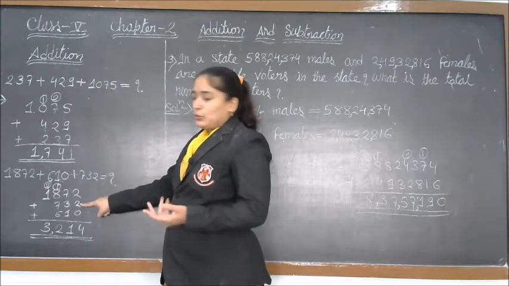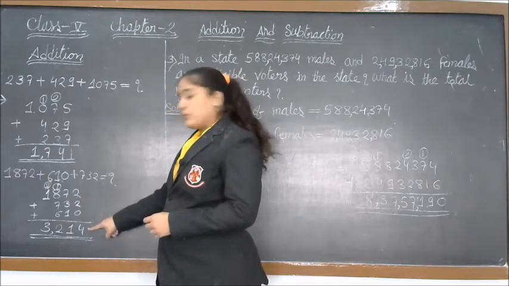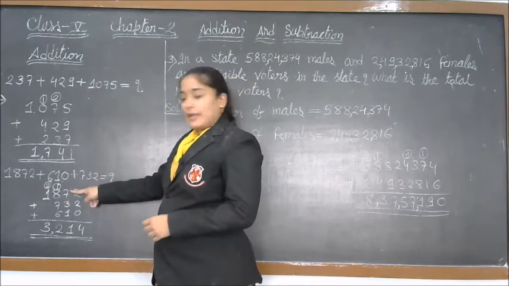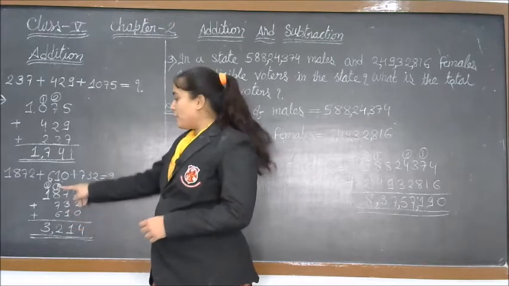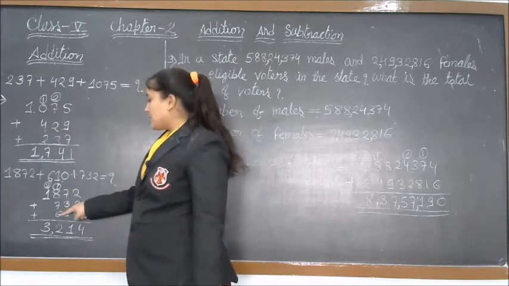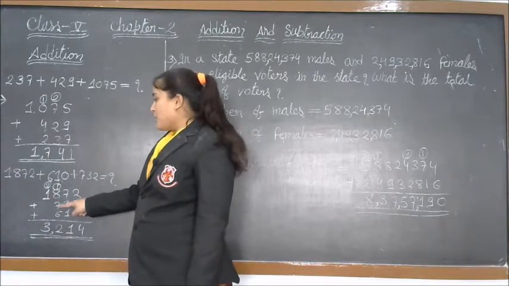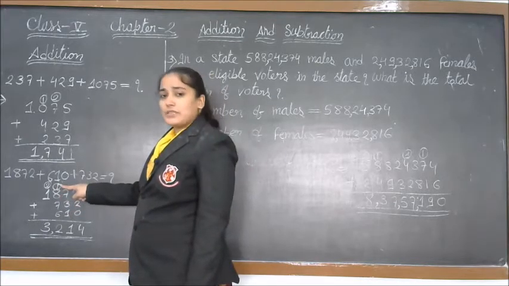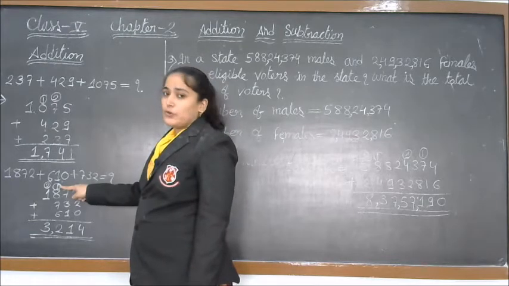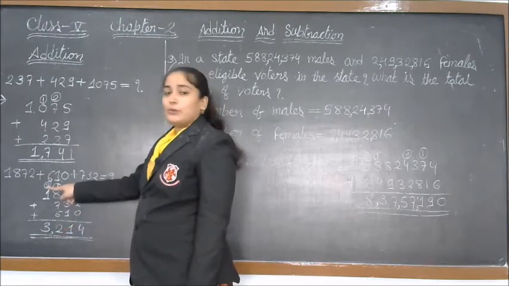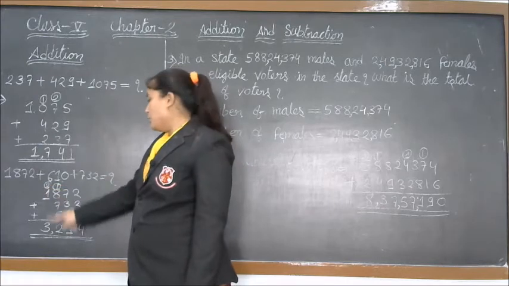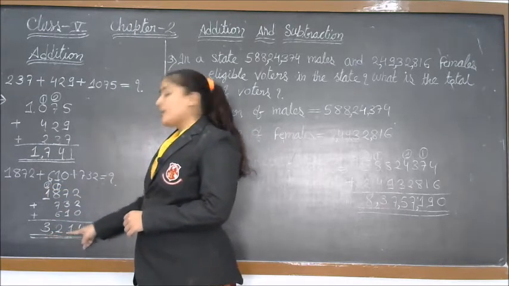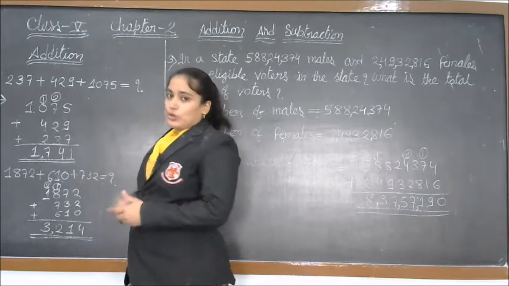0 plus 2 is 2. 2 plus 2 is 4. 4 is here. 1 plus 3 is 4. 4 plus 7 is 11. 1 is here and 1 carry. Now 6 plus 7 is 13. 13 plus 8 is 21. 21 plus 2, 21 plus 1 is 22. 2 is here and 2 carry. So 1 plus 2 is 3. So your final answer of this question is 3214. This is the solution method.